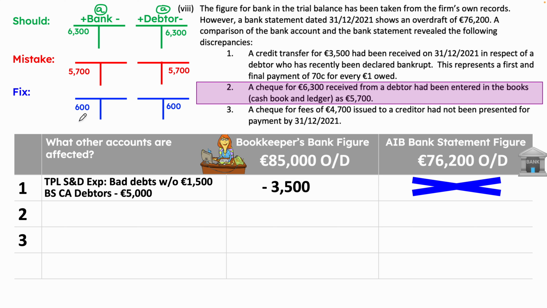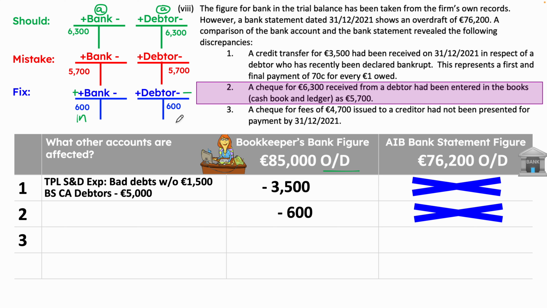So you're going to have to add 600 to the debit side of the bank. That would be a plus. We're going to be adding that to the bank. And then the debtor, we need to minus 600 from the debtor. So this is a bank overdraft. If money's coming into the bank here, that's going to be reducing the bank overdraft by 600. And then we need to enter the 600 being reduced from the debtor's figure.